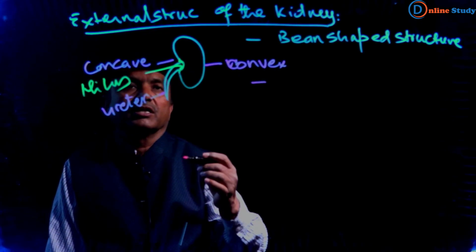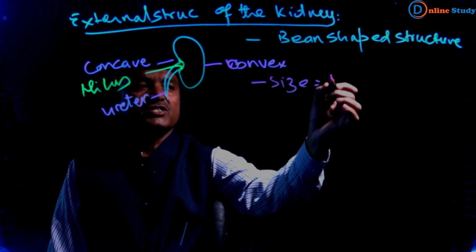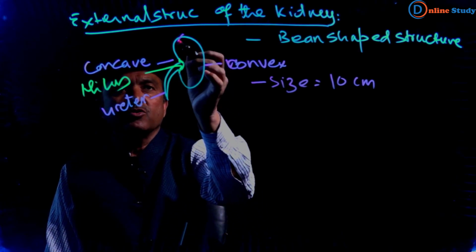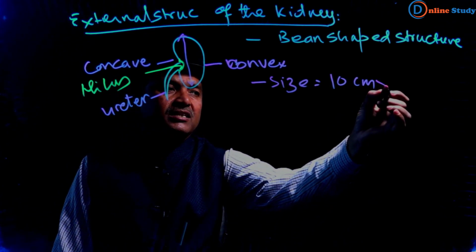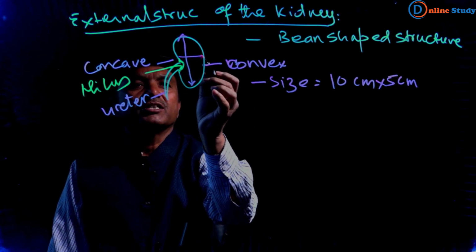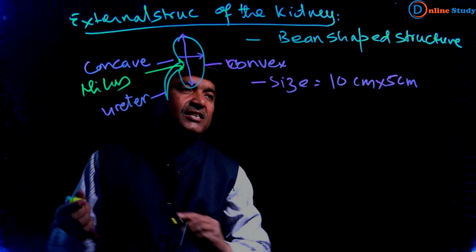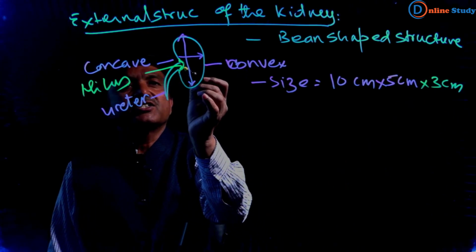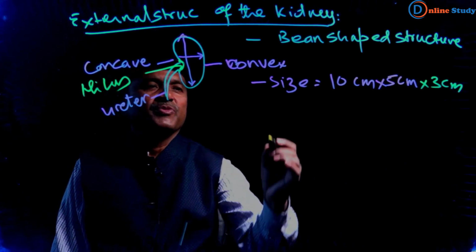Now its size. It is 10 cm long, 5 cm wide, and its thickness is 3 cm. So this is the size of the kidney.